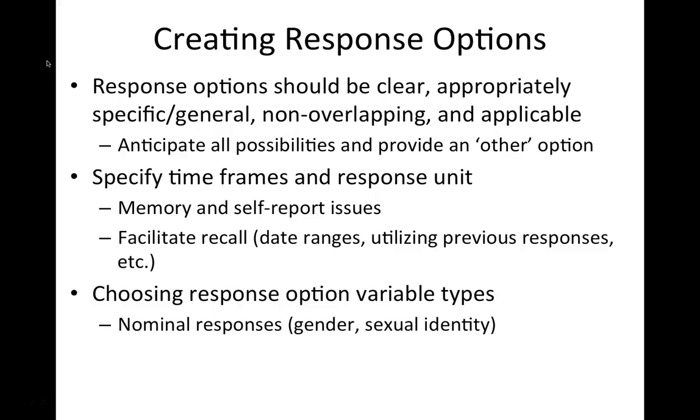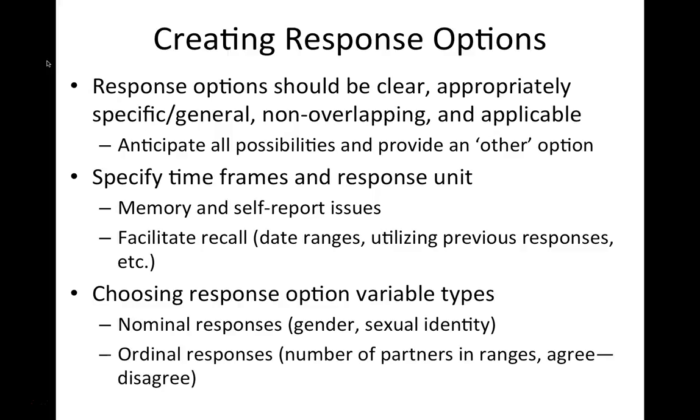So do we want to give people nominal responses? So choose a category for gender or for sexual identity, for example. Do we want to do ordinal responses? So for example, if we were interested in the number of partners in your lifetime, some people may be able to very easily say 3 or 7 or 29. But for other people, that may be more challenging.